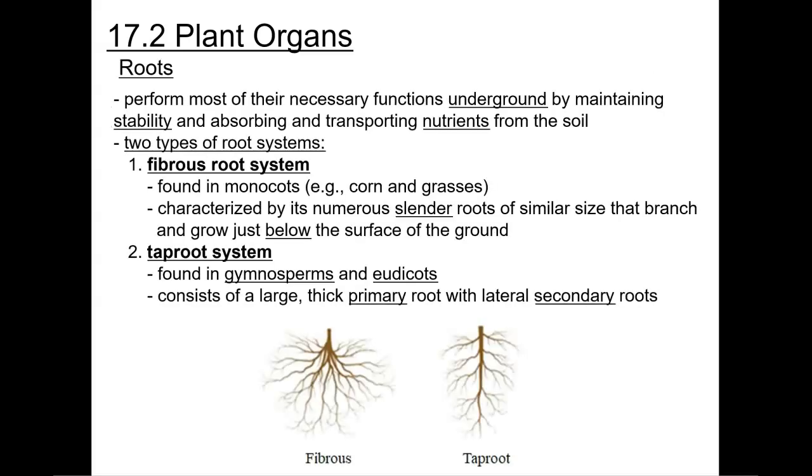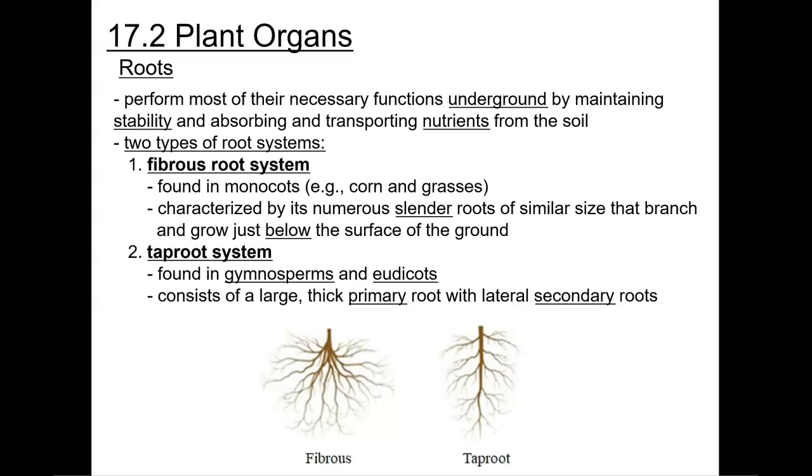Roots are going to perform most of the necessary functions underground by maintaining stability and absorbing and transporting nutrients from the soil. There's two types of root systems. You have the fibrous root system, which is going to be found in monocots. These are things like your corns and grasses we mentioned before. They're going to be characterized by numerous slender roots of similar size, and they're going to branch out. And you can see this fibrous picture down below and see how they're branching out.